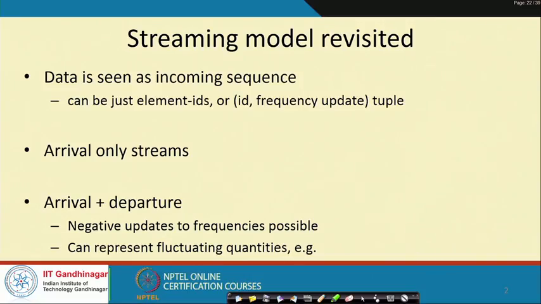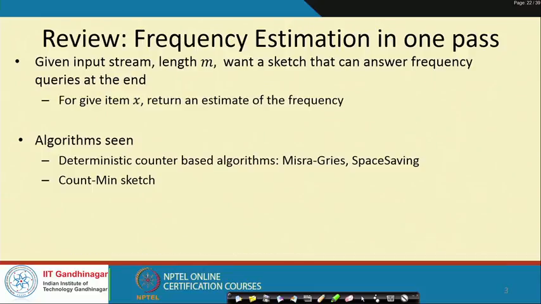So, we do not need much revisiting of the streaming model, but again we are dealing with both arrival only and arrival departure streams, and we are looking at the questions of frequency estimation in one pass. We have seen three algorithms until now actually. We have seen two deterministic counter based algorithms, the Misra-Gries and the space saving, that work only in the arrival only setting.